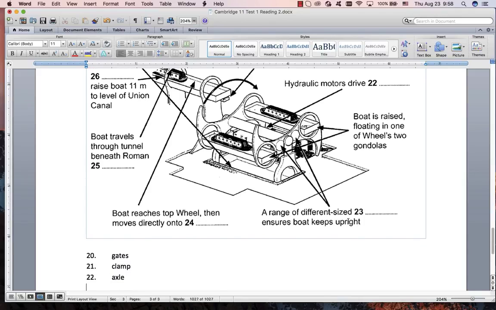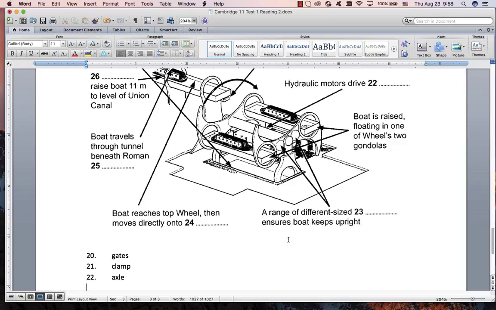A range of different size blank ensures both keeps upright. Right, now the grammar helps you again. Always after a range of, you're going to have a plural countable noun. I know that this says ensures with a S over there.